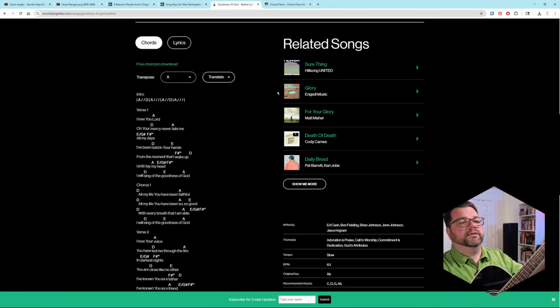So it does hit that low A. And then for the chorus, "And all my life you have been faithful," life is so, so good, that's a B. So you could go low on that. Or if you go up, that's a C sharp. So A does feel like a really good key for this.